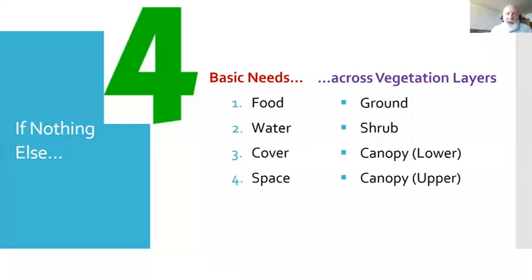Now, if nothing else from today, these topics: 4 basic needs of birds: food, water, cover, and space. Food, water, cover, and space. There'll be a quiz later on this. Across different vegetation layers: your ground, your shrub, your lower canopy, and your upper canopy. So if nothing else, think about 4 basic needs across 4 vegetation layers, ground all the way up to your upper canopy.